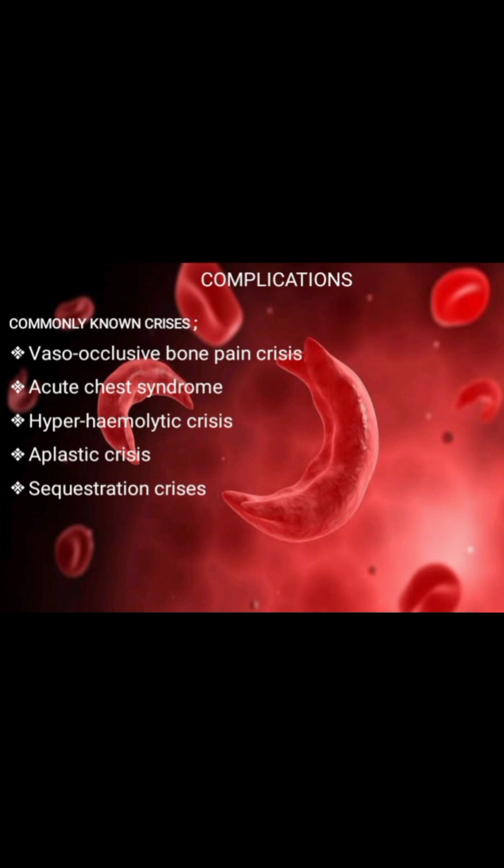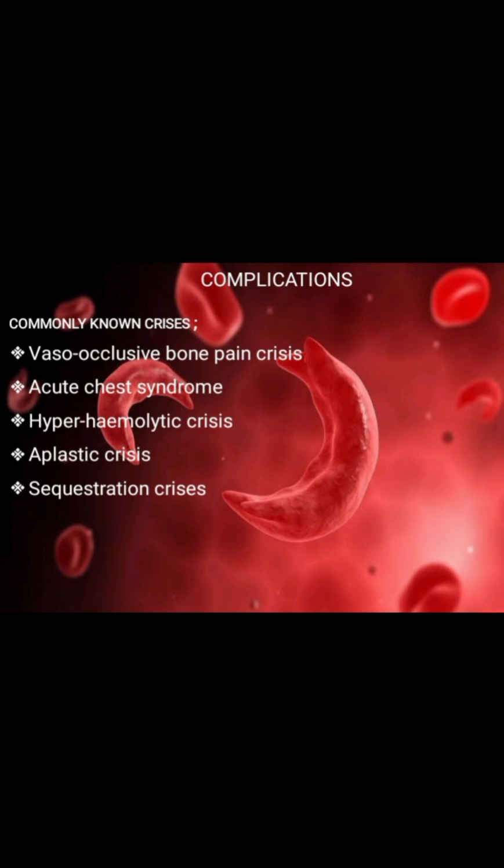With this one, what happens is, due to the sickle shape of the red blood cell, they cling together, and then it might occlude the pulmonary vessel, thereby causing cough, difficulty in breathing, and acute or sudden chest pain in patients. For hyperhemolytic crisis, there is continuous, high breakdown of red blood cells leading to anemia.